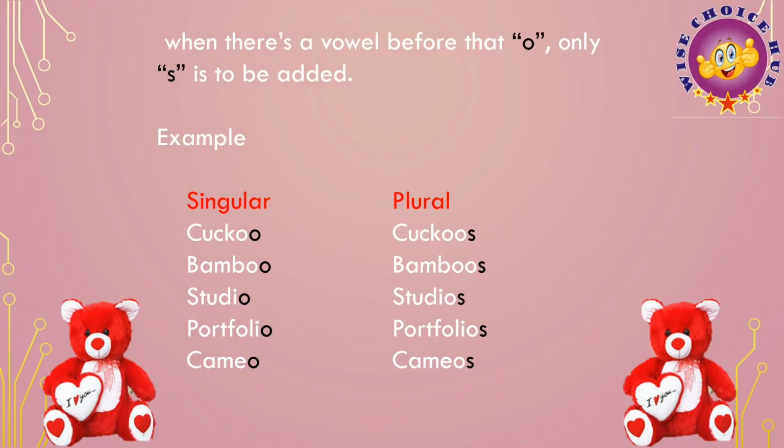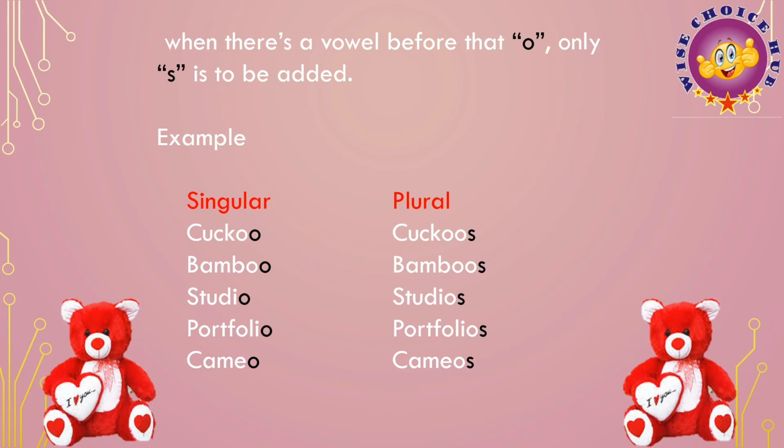Let's learn the next rule. In a noun, when there is a vowel before that O, only S is to be added. For example, studio, S-T-U-D-I-O. O is the last letter of the word studio. Now, what is the vowel that is before the letter O? That is I. So for studio, I am going to add only S. Why? Because before the O there is another vowel, I. So I am going to add only S and make it studios.